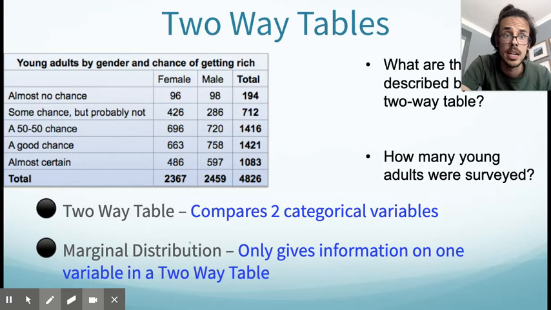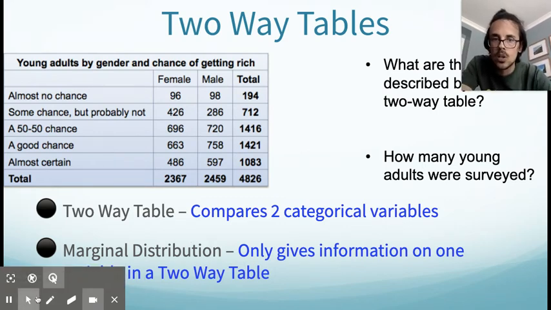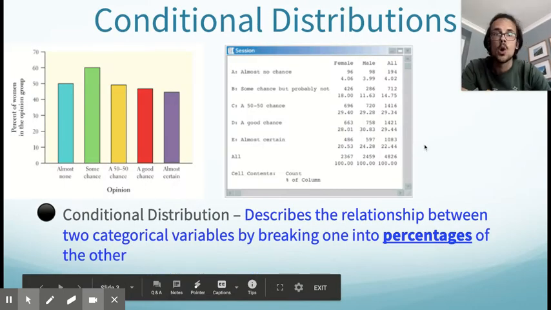We use them occasionally, I guess. But we're way more interested in looking at the connection or the relationship between the two variables we're studying. Does this variable have anything to do with this variable? So what we need, if we're going to do that, is something called a conditional distribution.